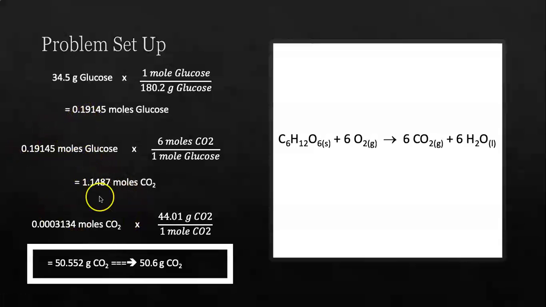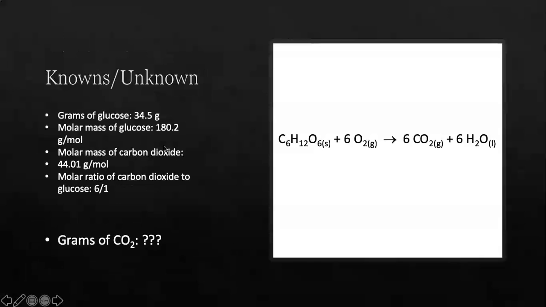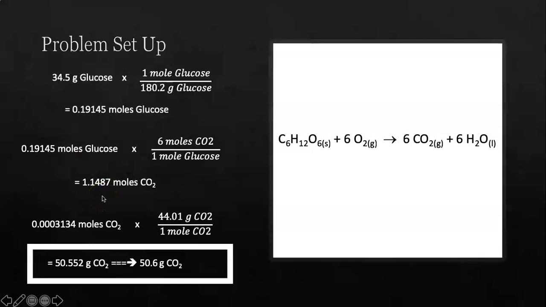So now that we have moles of glucose, we can use the molar ratio determined in the previous slide to go from moles of glucose to moles of carbon dioxide. And to do that, we need to make sure we have moles of glucose in the bottom portion of the fraction so that they can cancel out and we end up with moles of CO2. So we will multiply 0.19145 times 6 to get 1.1487 moles of carbon dioxide. Again, I'm leaving more significant figures than what we need just to not create rounding errors.